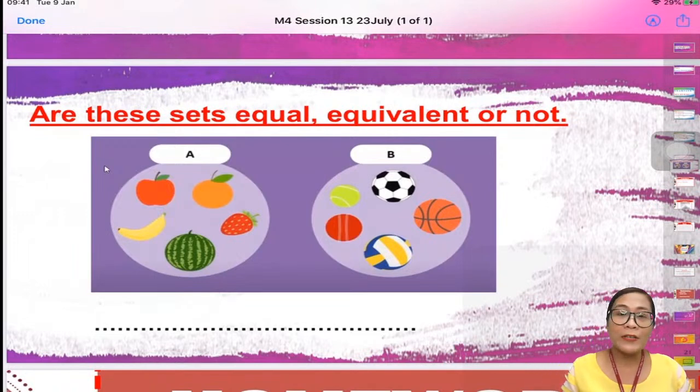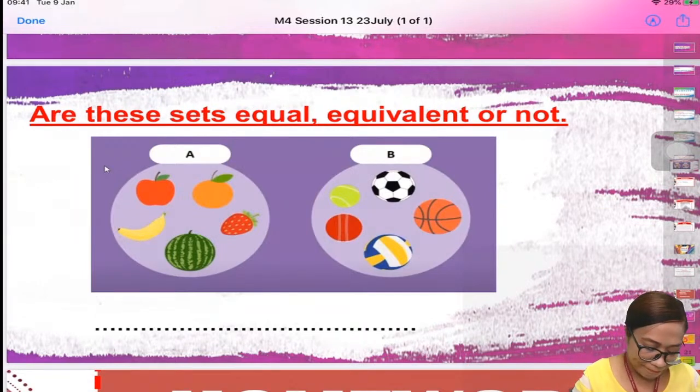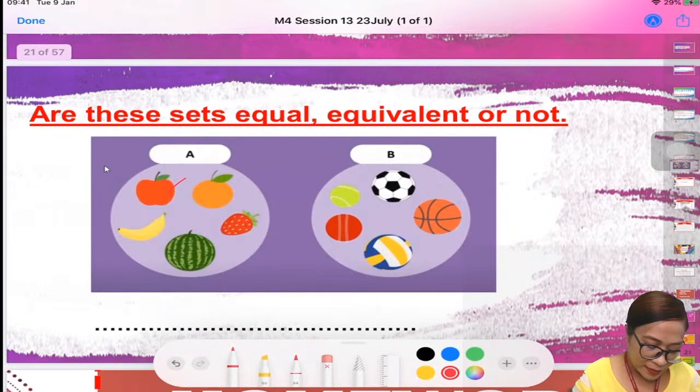Okay, for set A, you have here, this. Who likes apples? Who likes oranges? This is a strawberry. Who likes them? This. Okay. 1, 2, 3. 1, 2, 3, 4, 5.